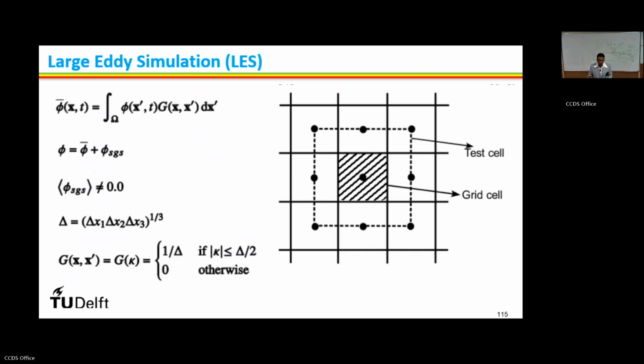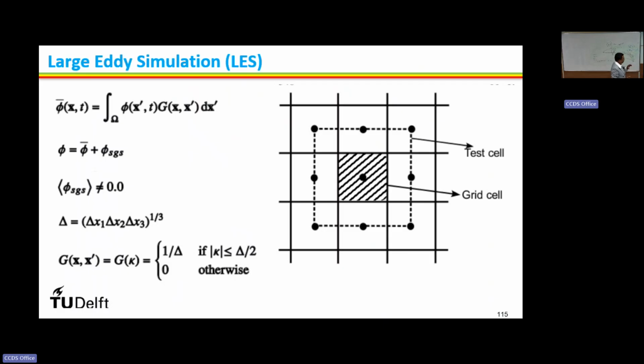Clear? So we have a mean component, we have a fluctuation component. In case of Reynolds averaging, the average of the fluctuation component goes down to 0. But in terms of the subgrid scale, the average doesn't equal 0, right? In a finite volume framework, what is the filter? Our time step works as a temporal filter.